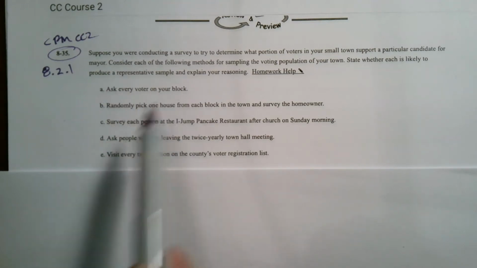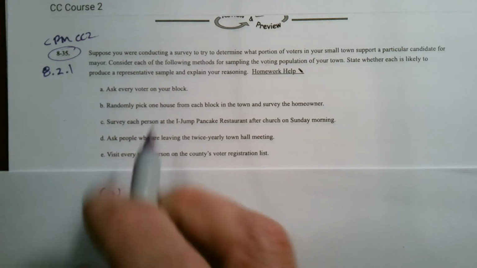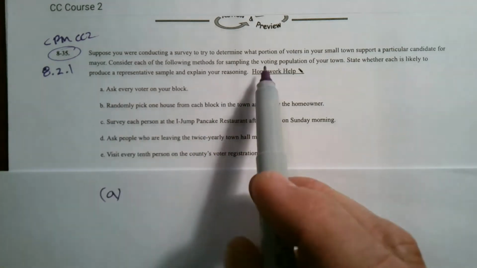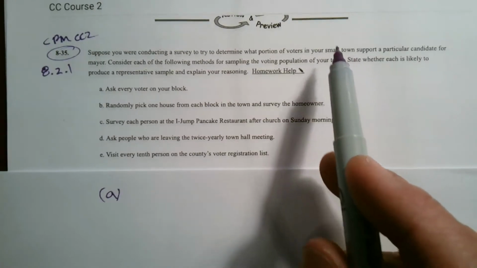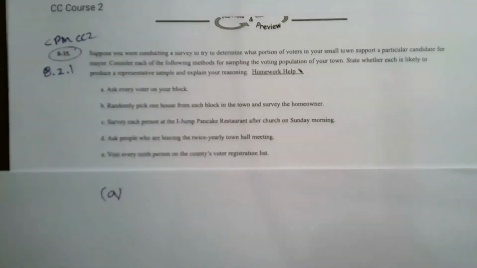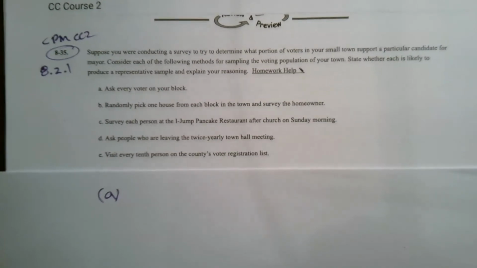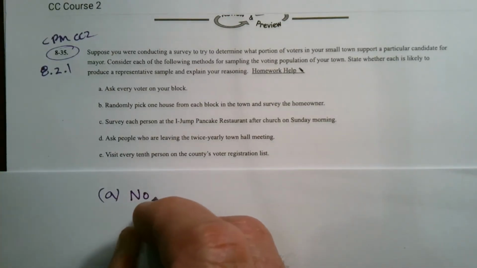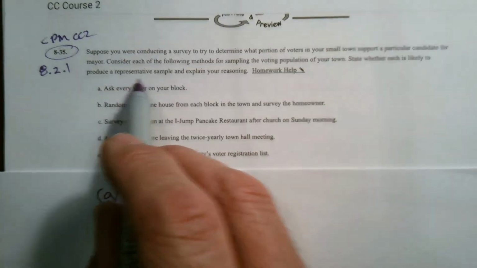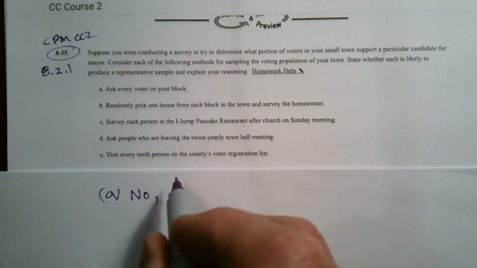So the first sample that we're proposing is, ask every voter on your block. So part A, is this considered a sample that would give us a good sense of all voters in our small town? Well, we're talking about voters on our block only. That means the voters that are in our neighborhood. Does that represent enough folks to give a representation of the entire town? I would say no. And so then it says to state whether each is likely to produce a representative sample, and I'd say no, and explain your reasoning.